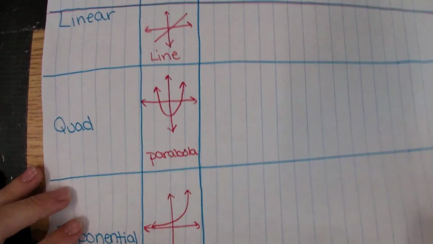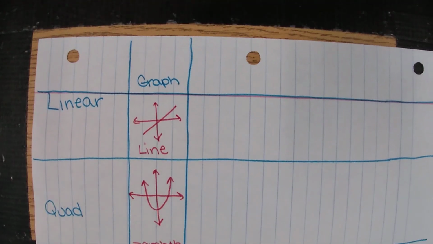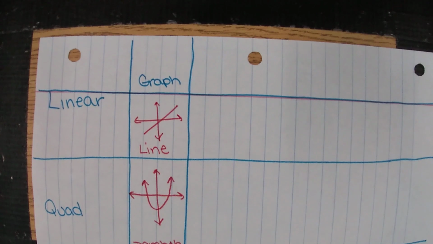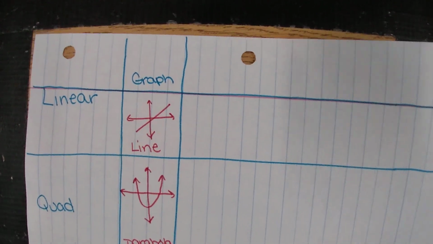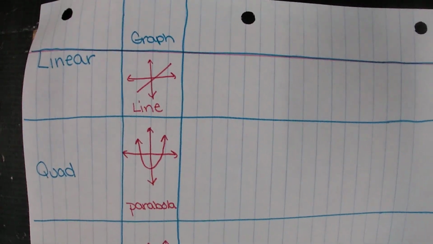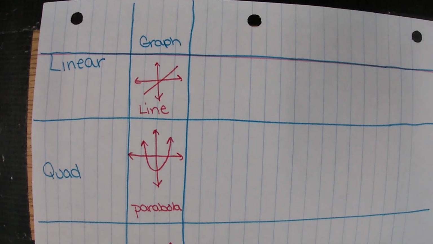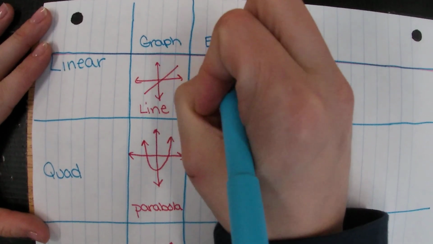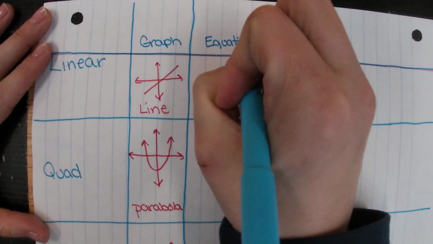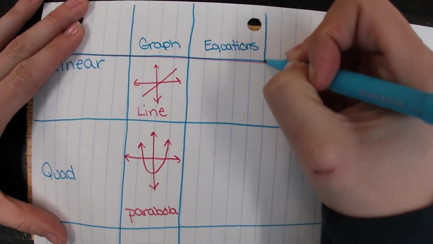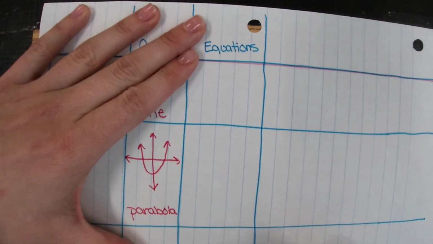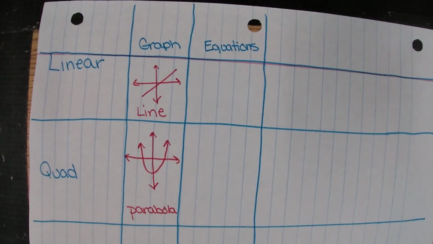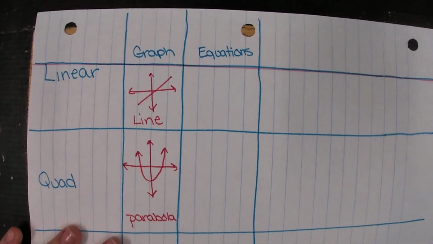So we should know that if we see a graph and the graph looks like a line, it's definitely a linear function. If we see a U-shaped parabola, then it's definitely a quadratic. We know that those are characteristics of those types of functions. Okay, we have also looked at the equations of these functions.